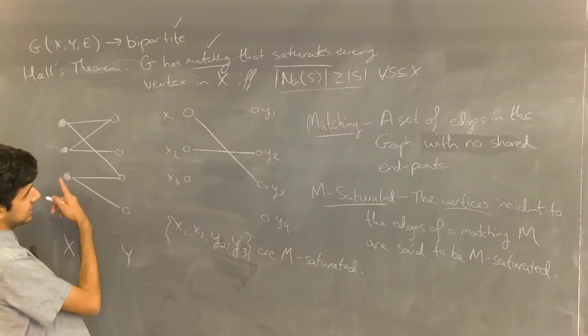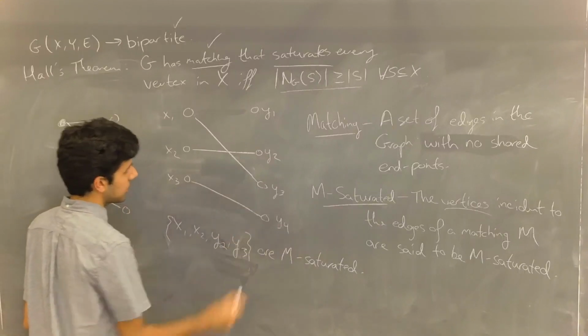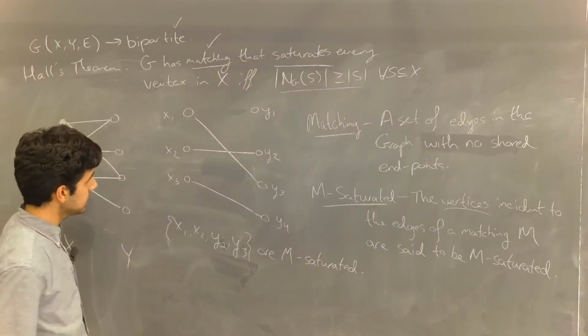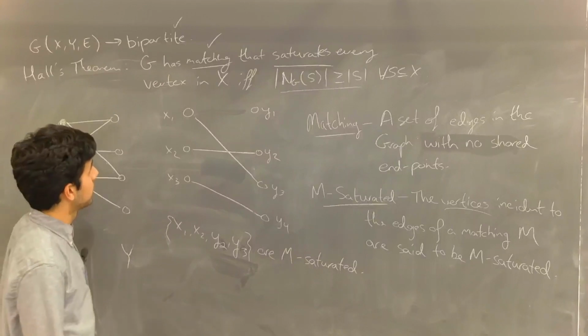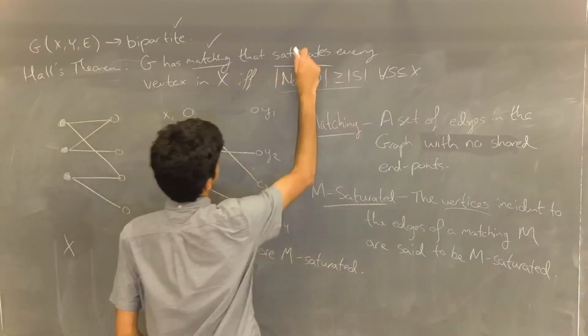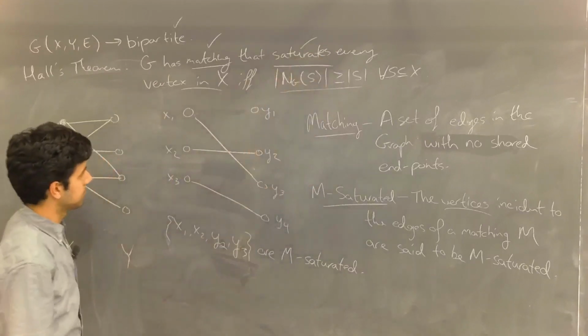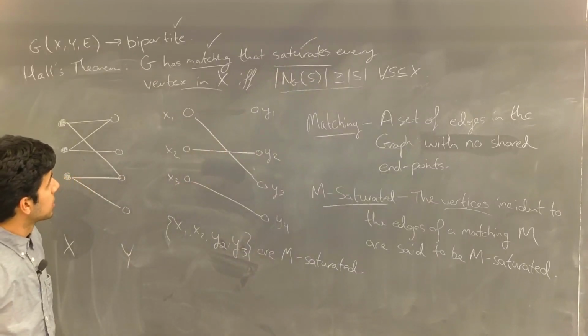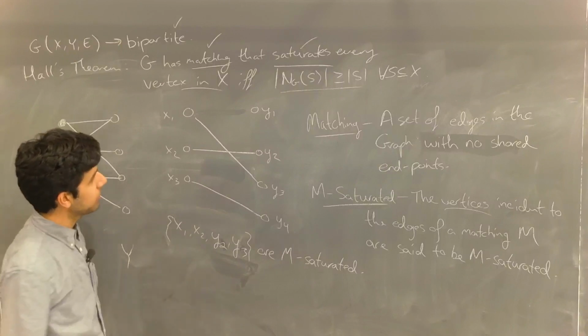However, if we were to introduce this edge, for example, we still have a matching because edges don't share any same endpoints. But moreover, we have now saturated every vertex in X, right? Because all three vertices have some edge going with them. Cool. So that's most of it.